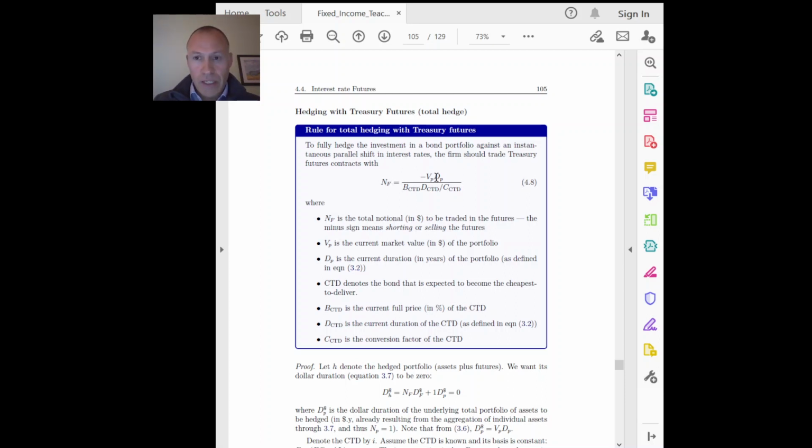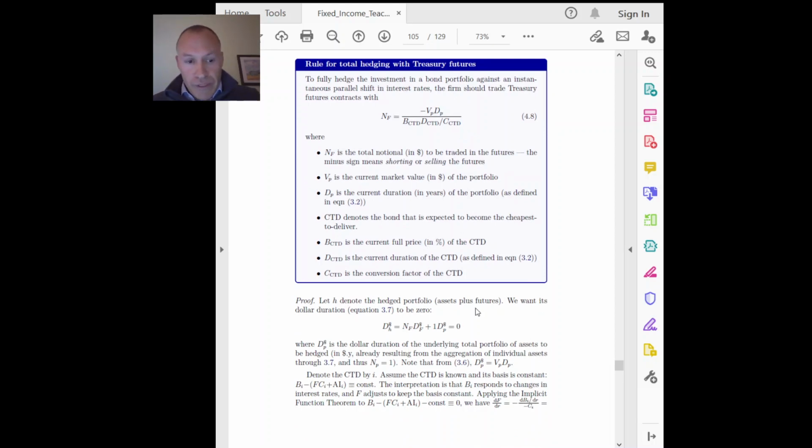So what I have here on the left-hand side is the notional that I have to trade in the futures. And what we are saying is that the notional will depend on this ratio, where V is the value of the portfolio right now that I'm managing. D is the duration of the portfolio, again, that I compute right now. And then this lower part is related to the futures. So B is the current price of the bond that I expect to be the cheapest to deliver in the future, the futures. D is the current duration of that same bond.